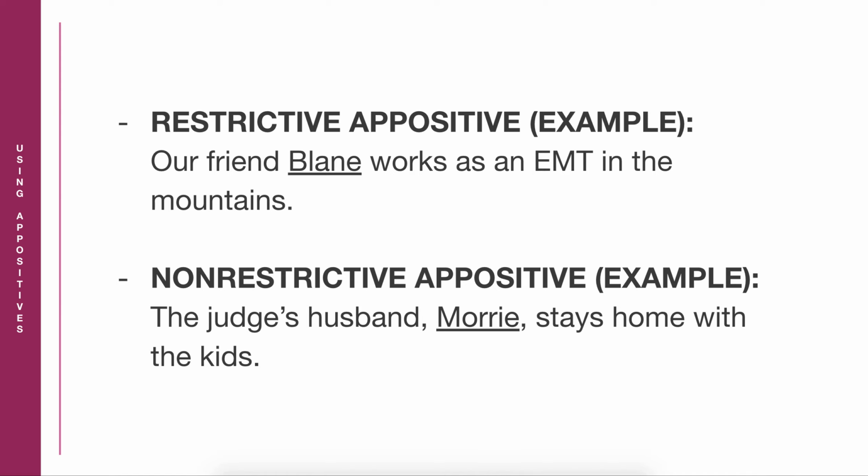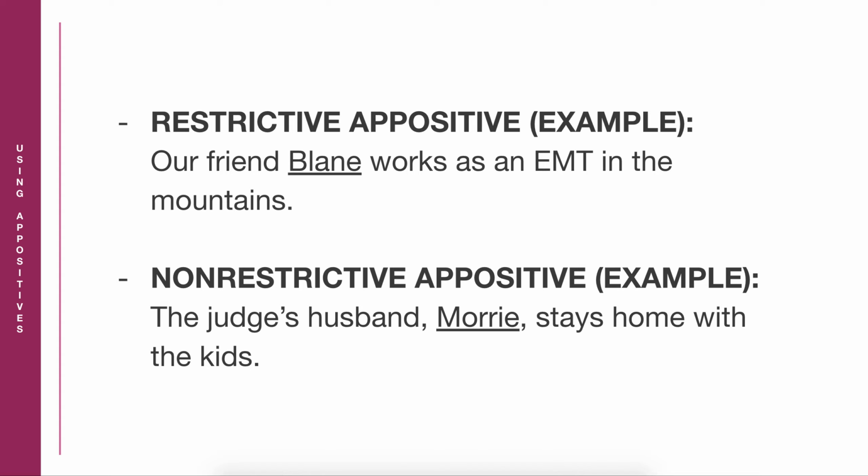Now, Blaine is our restrictive appositive. Without that piece of information, we would not know which friend we were talking about. And so having Blaine's name in this sentence is necessary so that our reader knows which friend is actually the EMT. Therefore, this appositive, this extra piece of information, is restrictive. It's necessary. It adds important information to the sentence that is vital to us as the readers understanding what the sentence says.